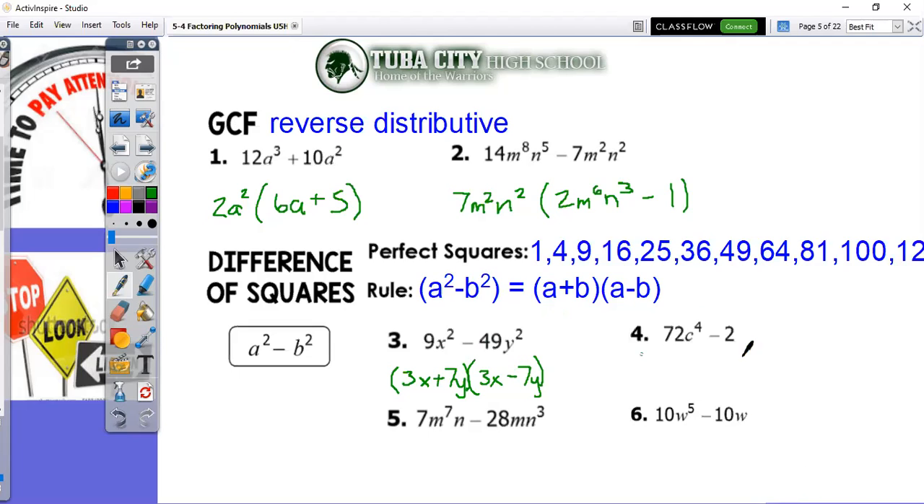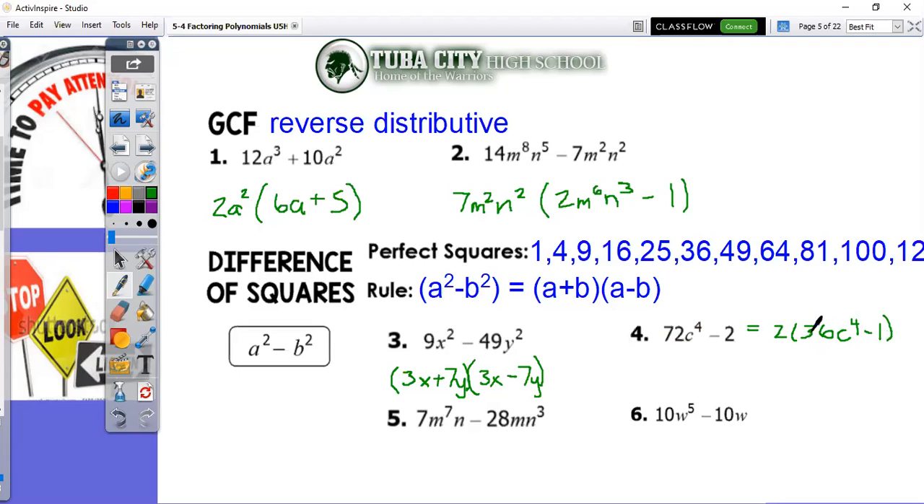All right, let's move on to the next one, number 4. 72 is not on our list, and 2 is not on the list either. So can we use difference of squares for this one? Well, that's a trick question, because yes, we can. We can use greatest common factoring to factor out another number. So 72 divided by 2 would be 36, and 2 divided by 2 would be 1.